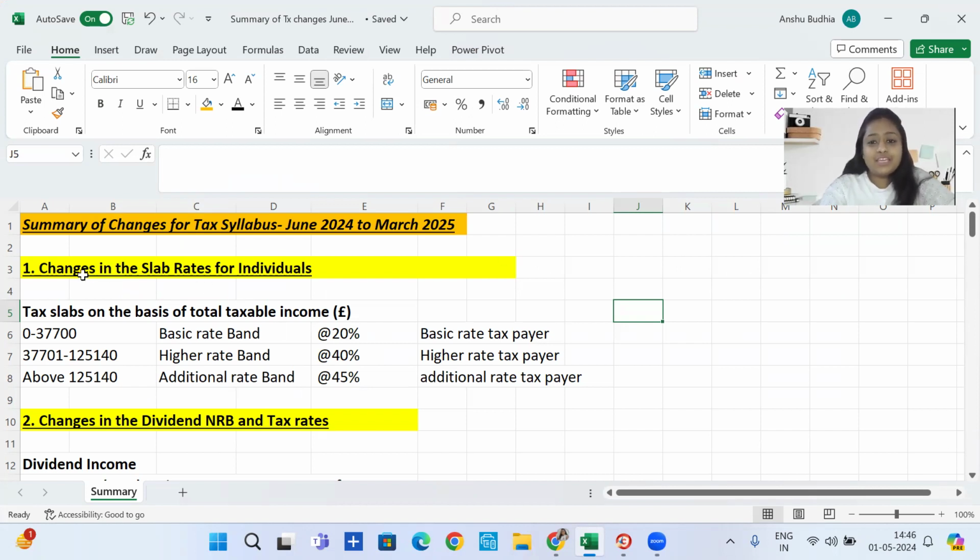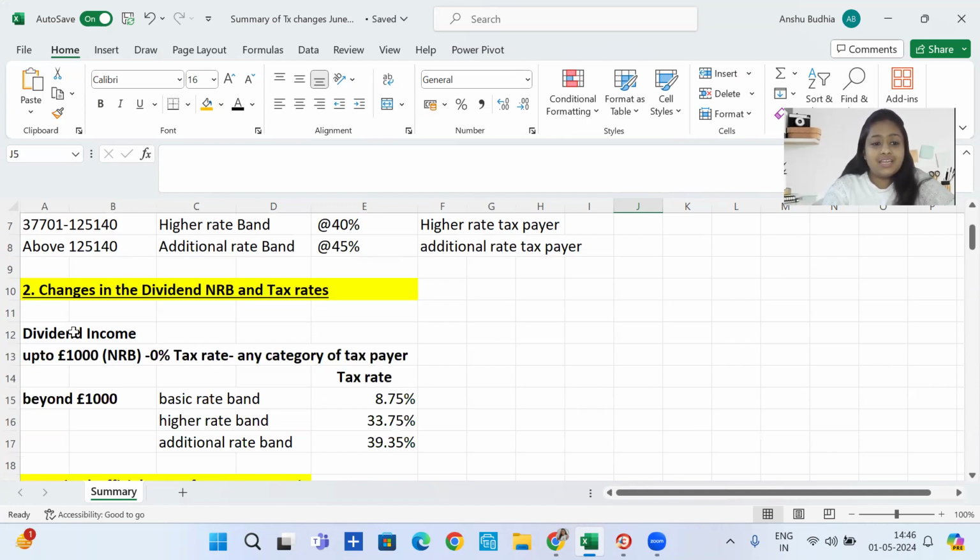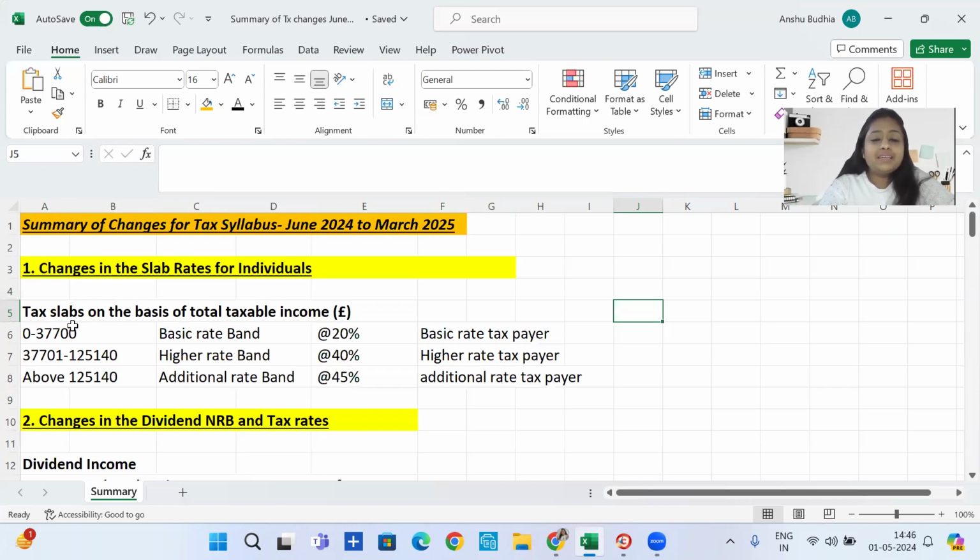The first change in your taxes syllabus is the change in the slab rates applicable to individuals. So what are those changes? The basic rate band is the same, from nil income till 37,700 pounds. The tax rate would be 20%, and we call this taxpayer a basic rate taxpayer.